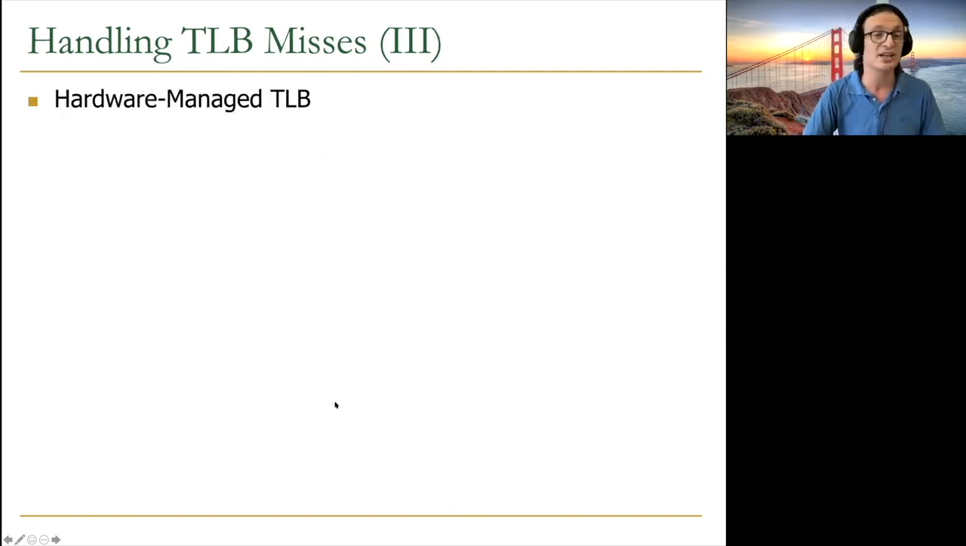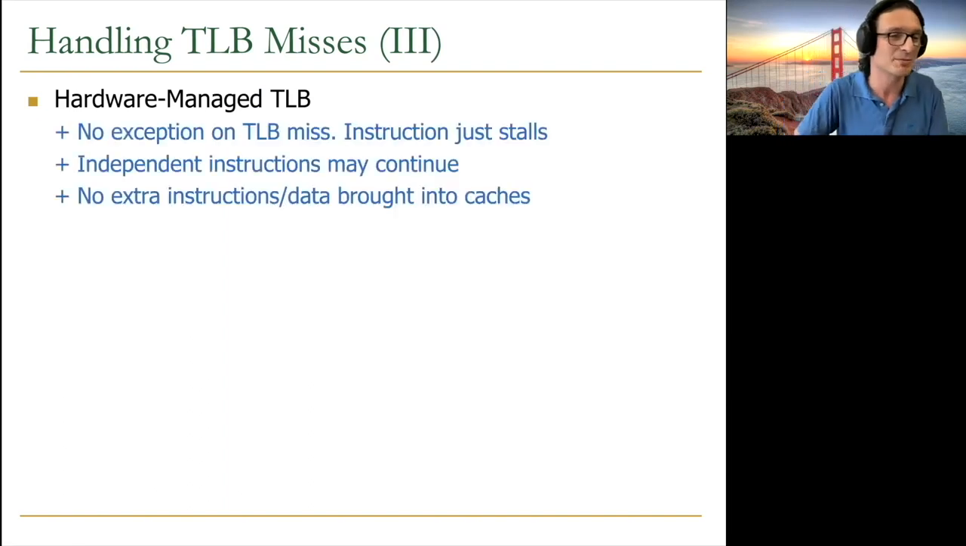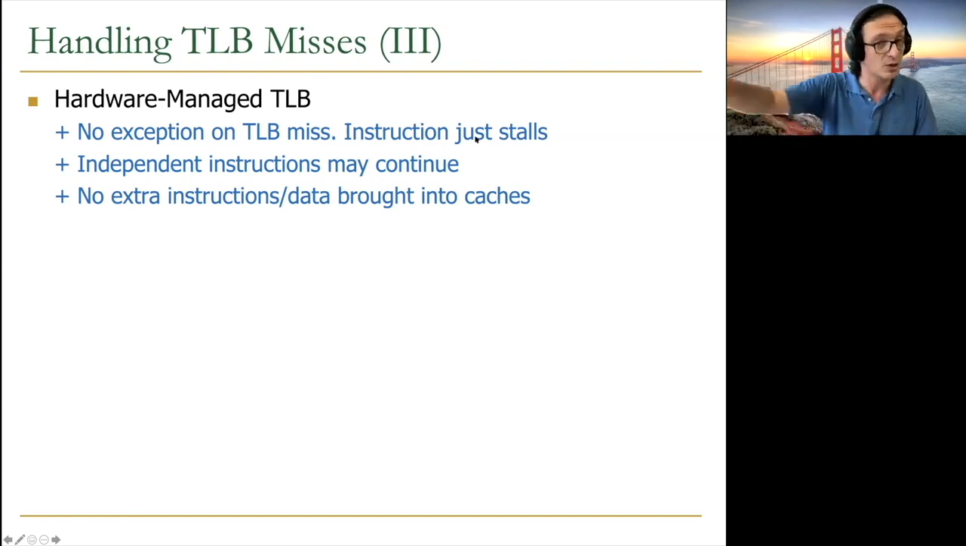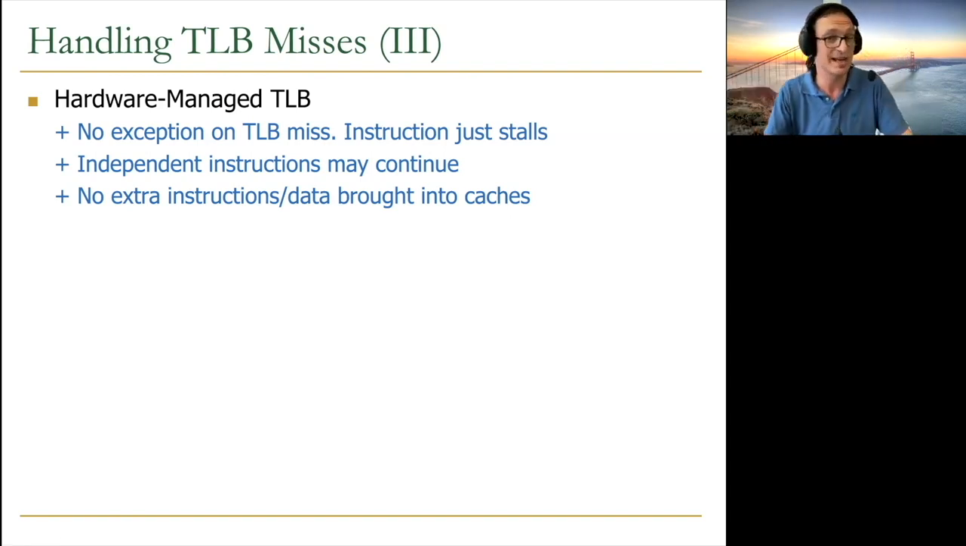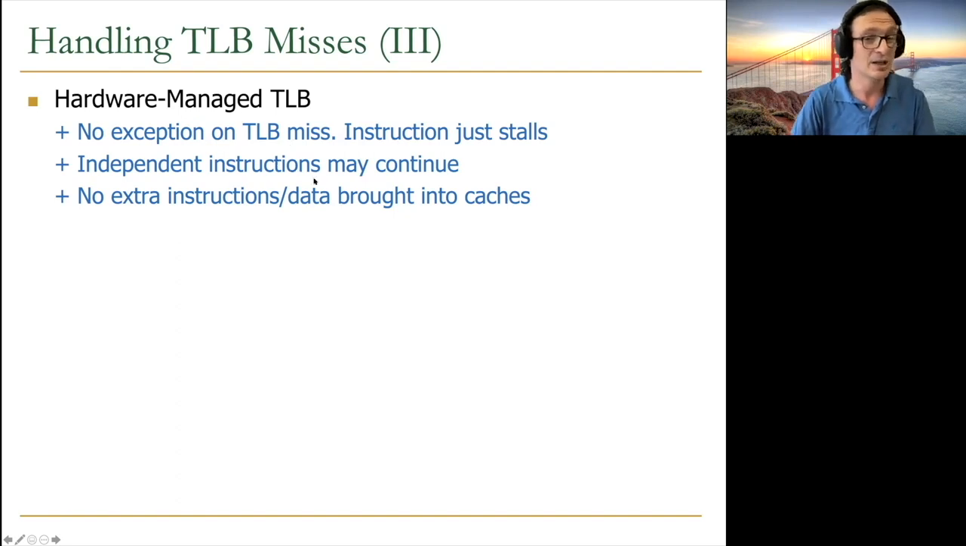And clearly, there are trade-offs to these approaches, and you can imagine some of the trade-offs. Hardware managed TLBs, there's no exception on TLB miss. The instruction just stalls. Other instructions may already be going on in an out-of-order machine. That's great. Independent instructions may continue. And there are no extra instructions, data brought into caches. You don't do a context switch to software. So that's the big advantage, and that's why hardware managed TLBs are commonly used today.